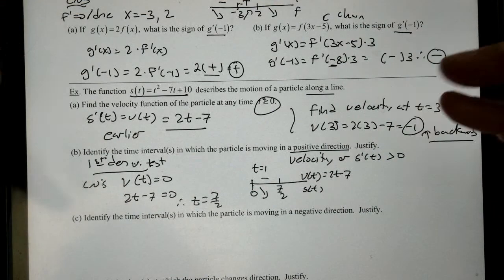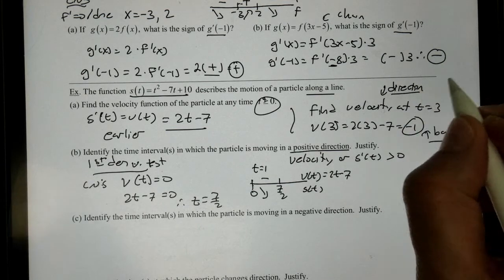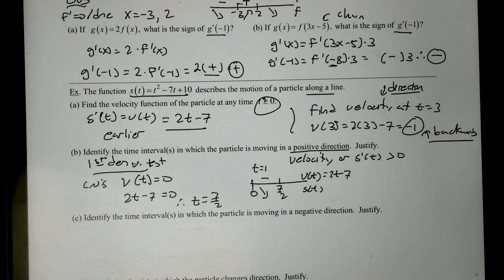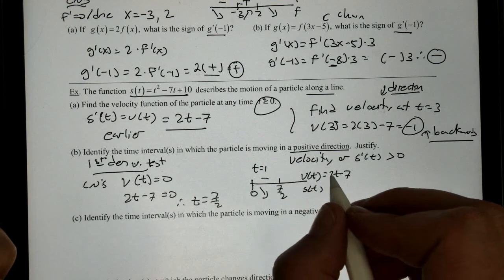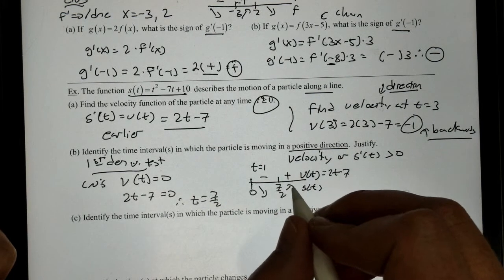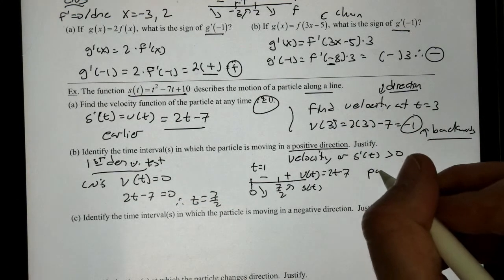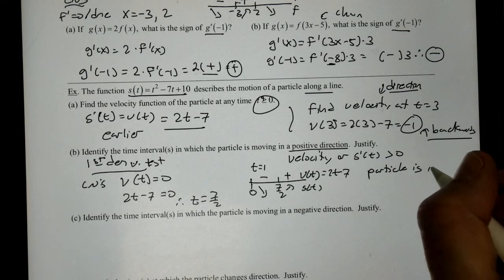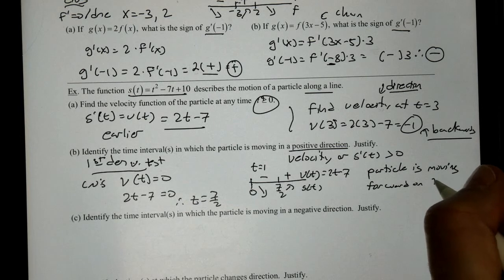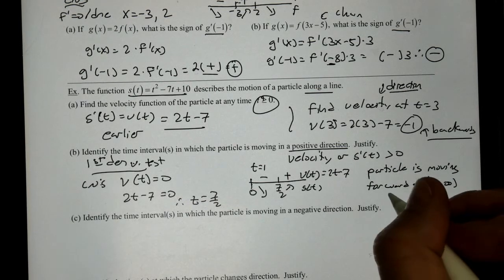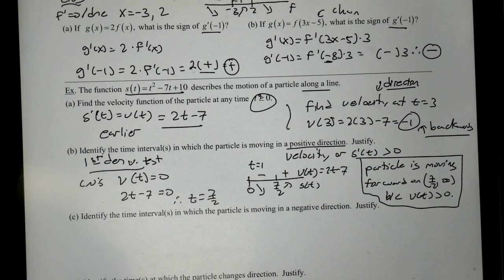Velocity gives me direction, and that's what this does. This is a direction finder. It's going to give me a number, but this also gives me direction. We're moving in the negative direction in this case. If I pick something bigger than this, like t equals 10, well, that's going to be positive. It's moving in the positive direction, or we're moving forward. So we can say that the particle is moving forward on the domain 7/2 to infinity, and that is because the velocity is positive, and that's how we're going to write it. Piece of cake to do.